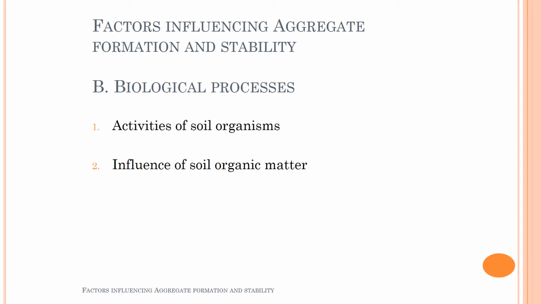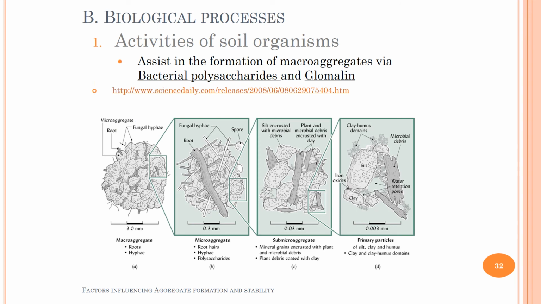We're going to talk now about aggregate formation and stability along the lines of biological processes, which includes the activities of soil organisms and the influence of soil organic matter. Soil organisms like bacterial polysaccharides and glomalin create or assist in the formation of macroaggregates. They're literally little pieces of glue, okay? And they stick things together around roots and form aggregates like granular. Granular structure is a great example of how this happens.